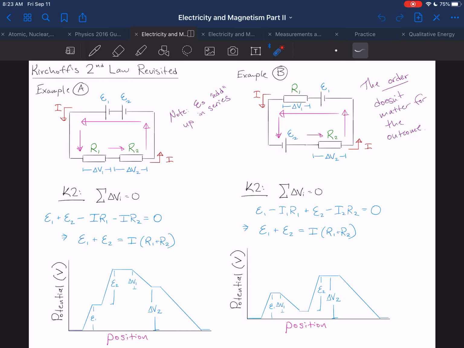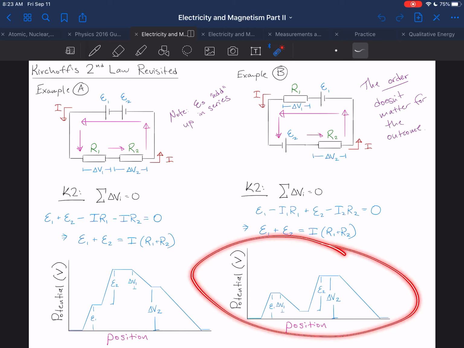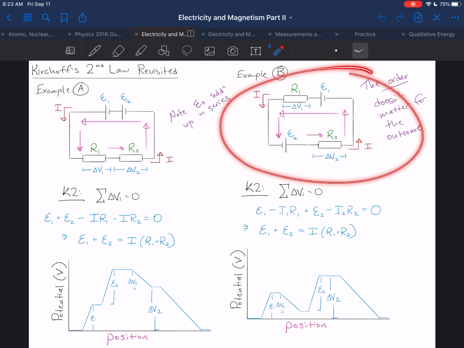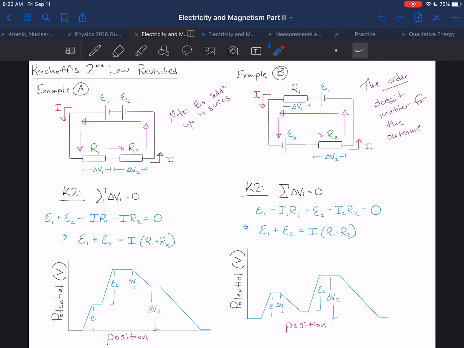Now, I will say that a map or a graph of the potential as you go around the circuit will be different, okay? So if we start here at 1, that could be, for example, at 0 volts. Then we go up EMF 1, then we go down delta V1, and we go up EMF 2 for some size of EMF 1 and EMF 2, and then we go down delta V2. And so the order doesn't matter, and that's one of the things that comes out of Kirchhoff's second law.